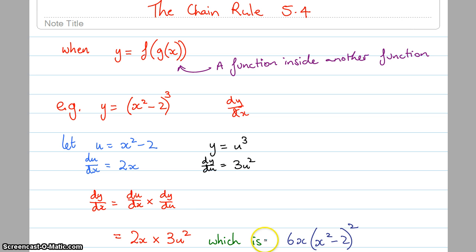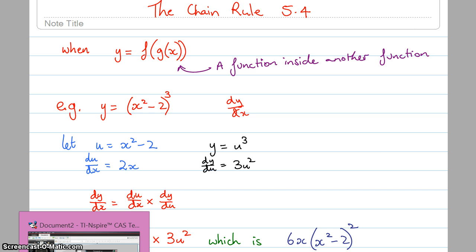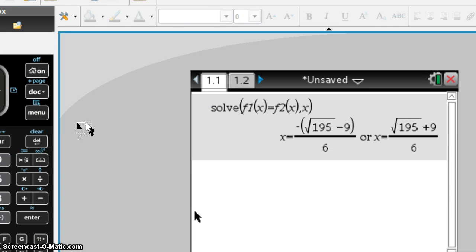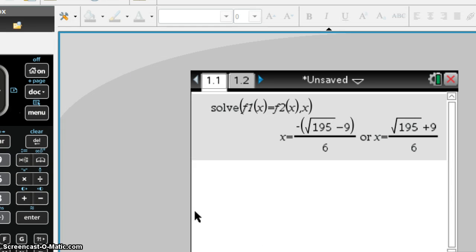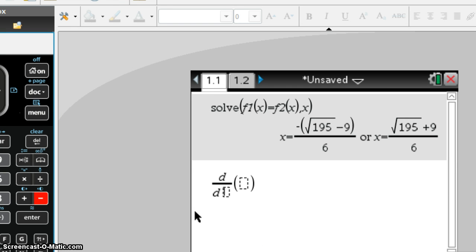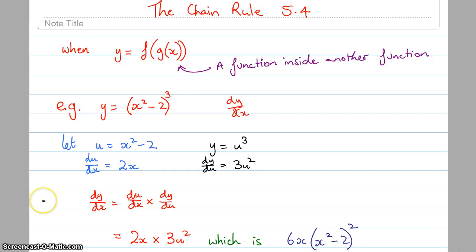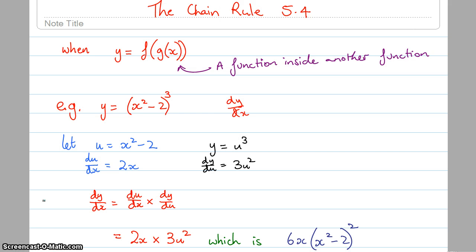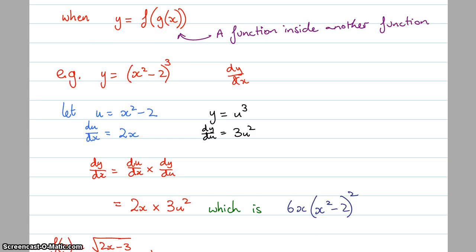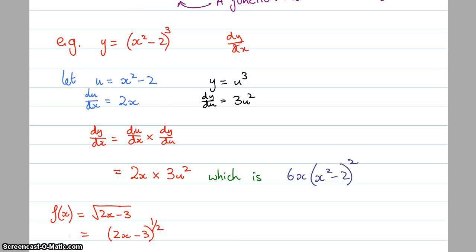Let's just do this on the calculator just to see what the calculator might give us. So what am I doing? I am doing the derivative, which remember is shift minus, with respect to x, and I've got x squared minus 2, all to the power of 3, and that was my answer, which is exactly what I had. So it does actually work. It works very nicely.